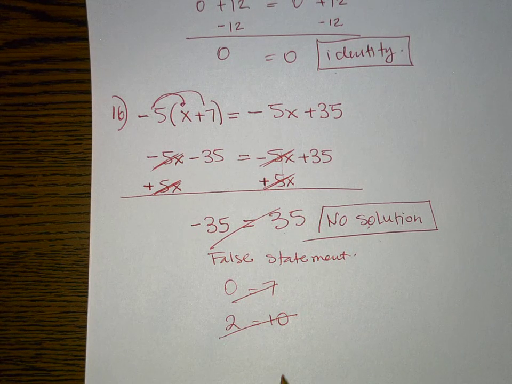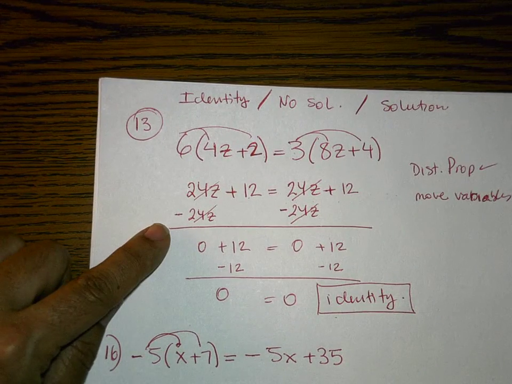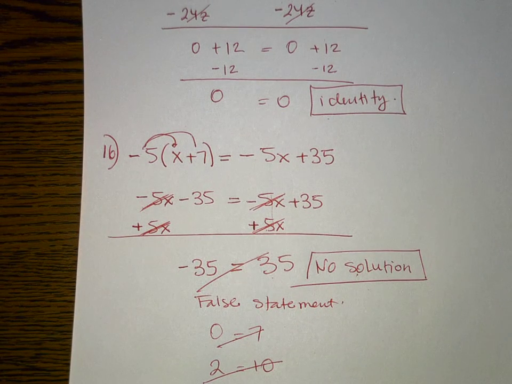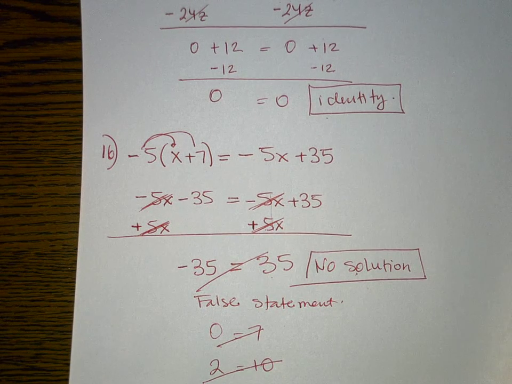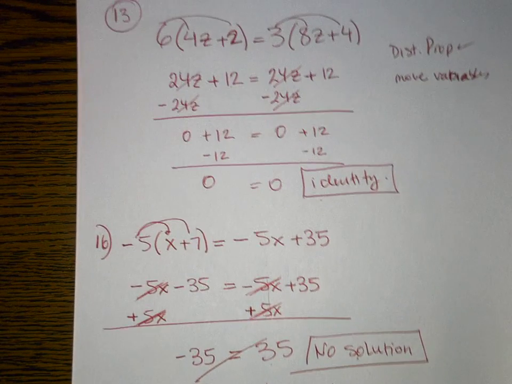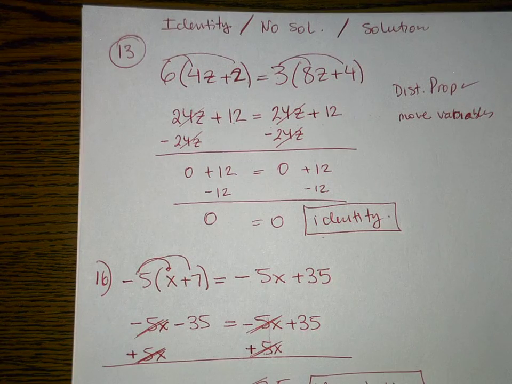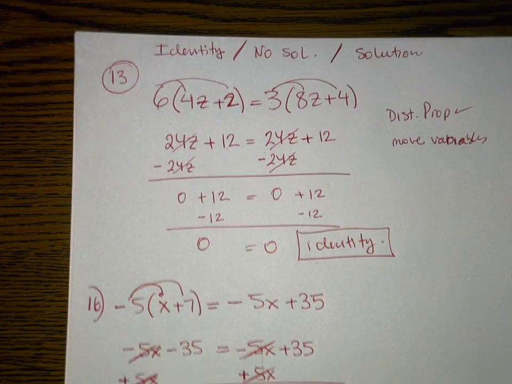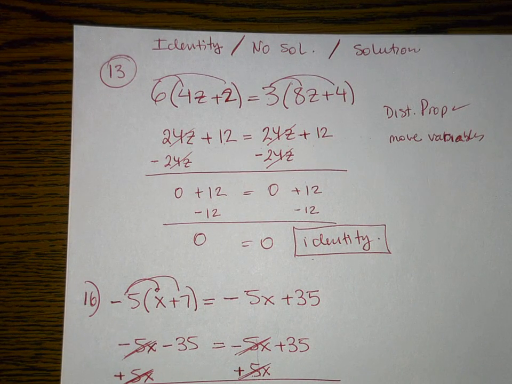So now you know what an identity answer looks like when you solve it. Now you know what a no solution looks like. And from my previous example, you saw what a solution looks like, right? So whenever we're solving for variables, we could get 3 kinds of answers: identity, no solution, or a solution.